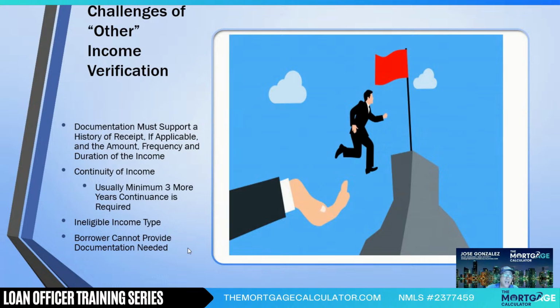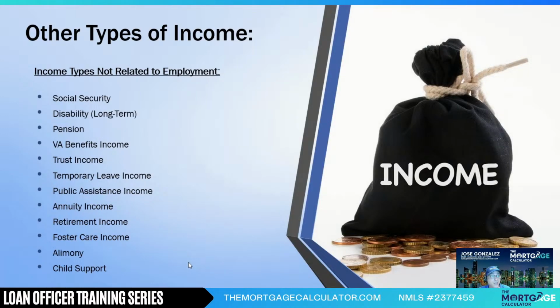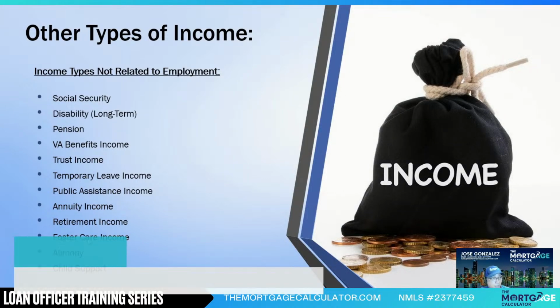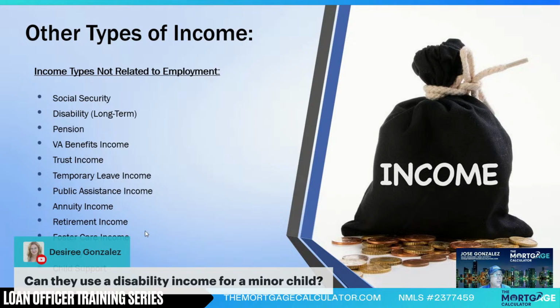And then the last challenge there, the biggest one in this category, because of the unusual nature of a lot of these income types. And I'm going to go back to our income types, because I see a question on disability income, foster income for a minor child, right? That's going to be related to the foster care income category, and really falls in line with continuity of the income for at least 3 more years. All of these things are related that way.